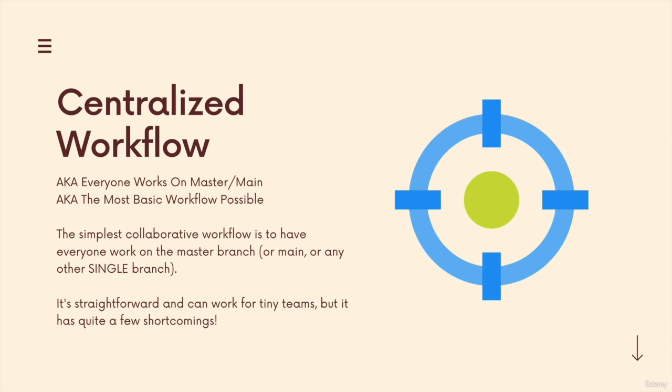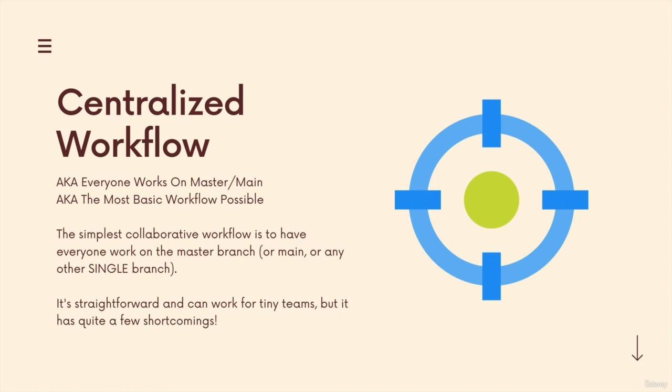So I'm calling it the centralized workflow, aka everyone works on the master branch, or everyone works on the main branch, or everyone works on some single branch. So that's why it's super easy. It's centralized because all the work is done on a single branch. Whatever that branch is, historically that would just be the master branch, a default, but it could be any branch. So it's straightforward, right? We don't have to worry about pushing up a whole bunch of different branches and pulling them down and merging different branches. We just work with one branch.